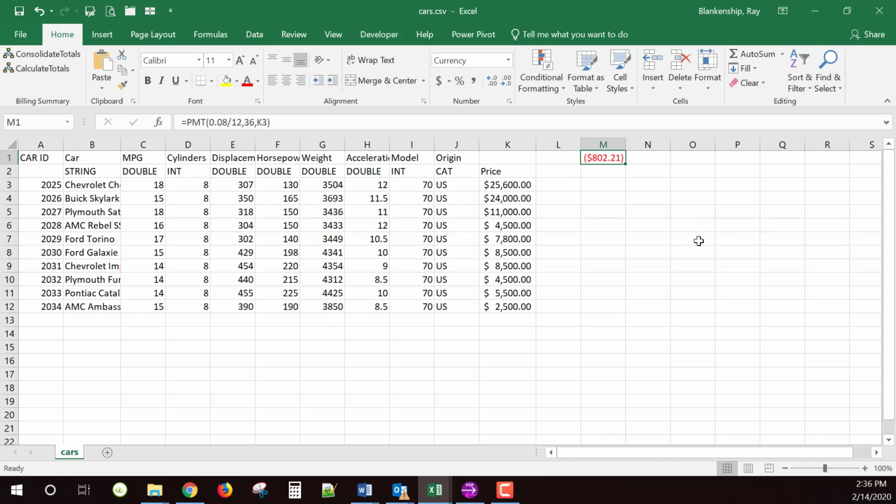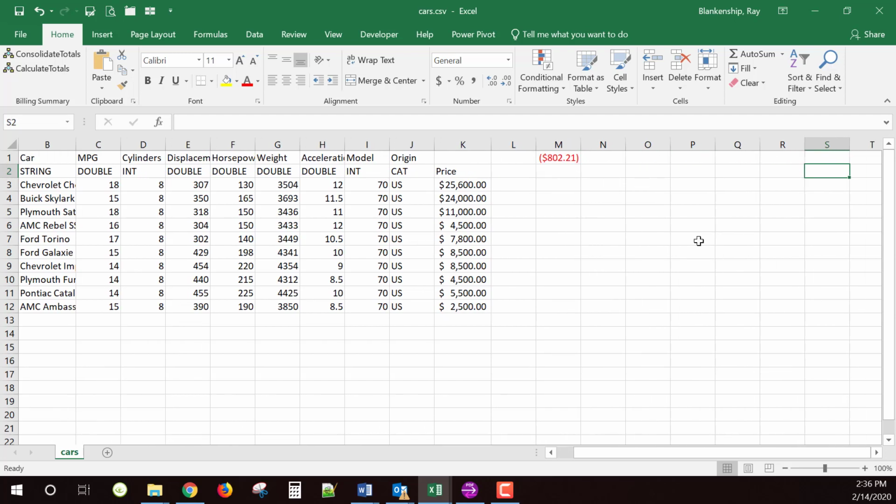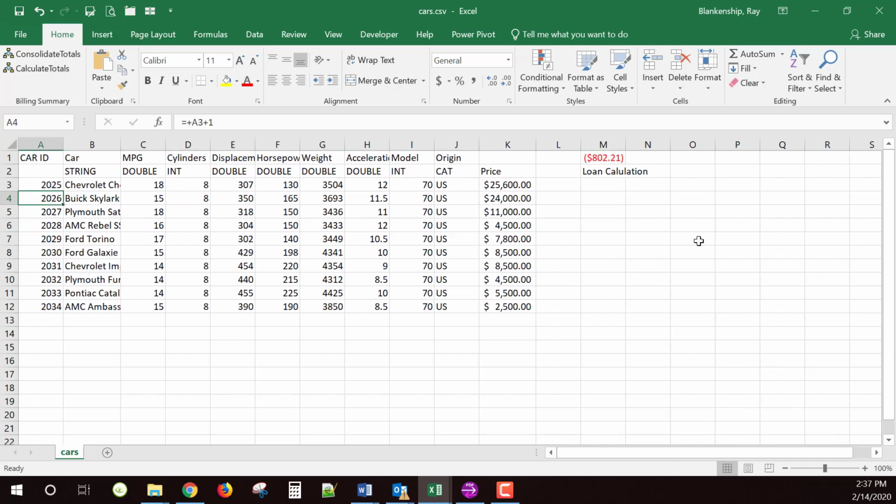So I'm going to leave that here for a second, but I'm going to go ahead and data model this payment function over to the side here. So I might say the whole thing is a loan calculation. And what I need is I need this person to just put in the car ID. So we'll say car ID, and we'll have that value go here.